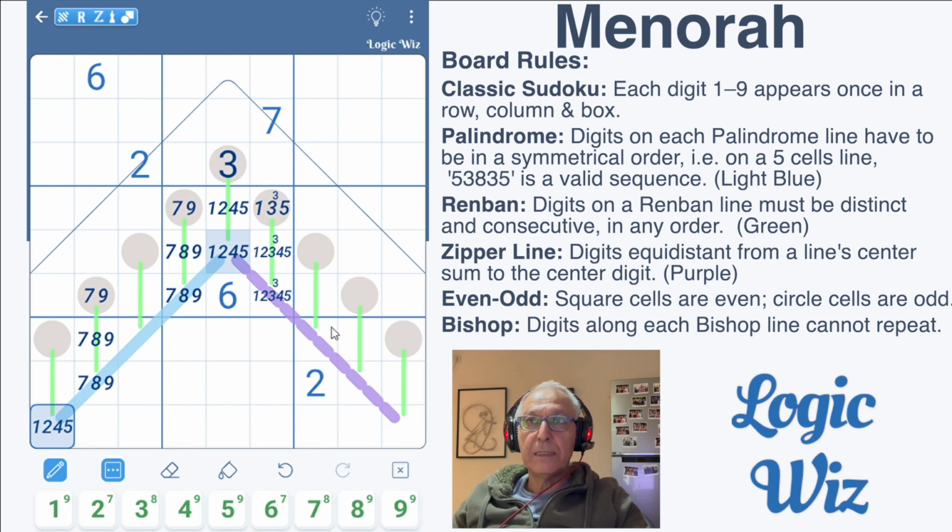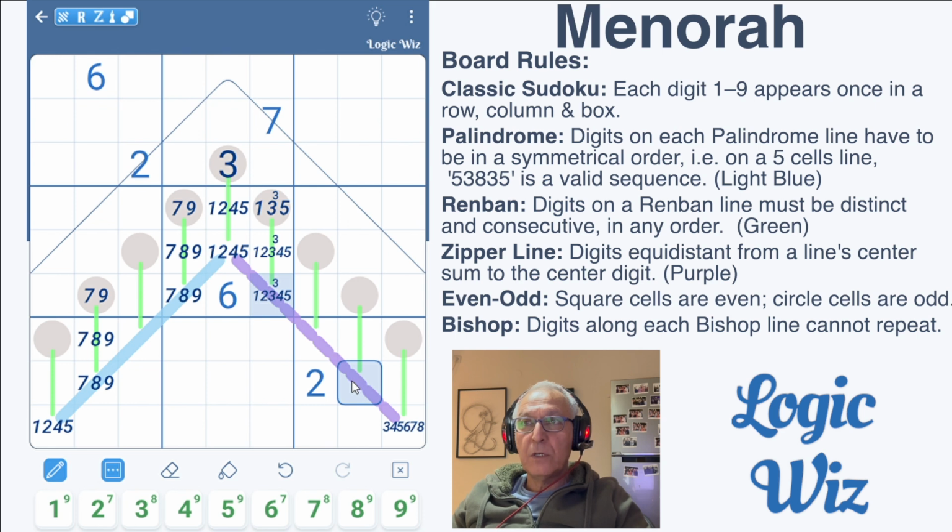Okay, let's put some digits on the zipper line. 1 cannot be on the zipper line because it would need a 2 as well, and it cannot have a 2 because we have a 2 here. So here we can start from 3. It's 3, 4, 5, 6, 7, 8. 8 and 1 will sum up to 9.